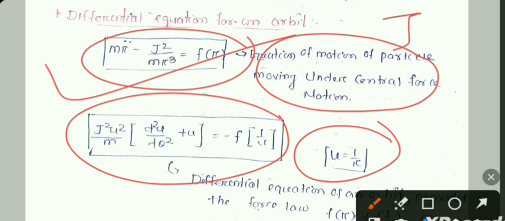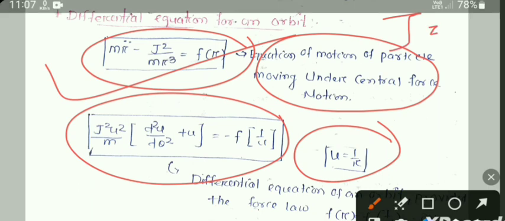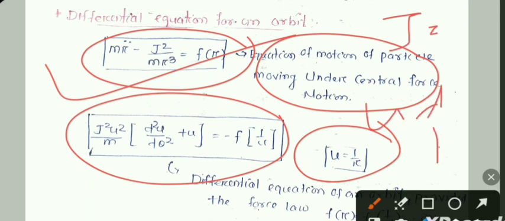Here j is equal to angular momentum, u is equal to 1 by r, m is equal to mass, theta is the angle, and f is the function. So minus f of 1 by u, j square u square by m into d square u divided by d theta square plus u is equal to minus f into 1 by u.